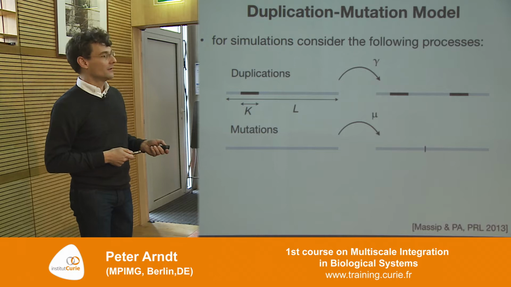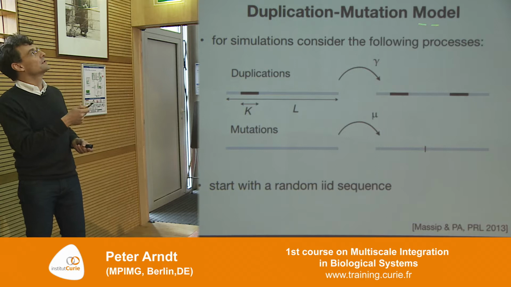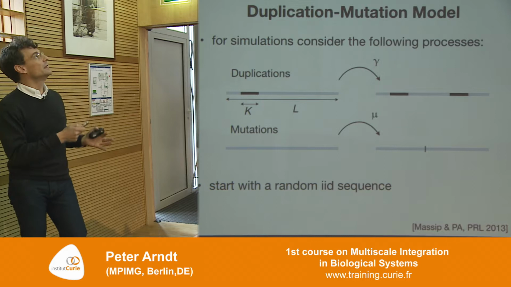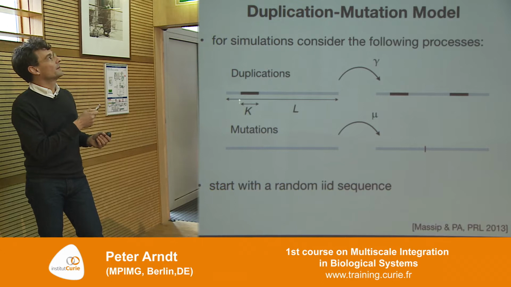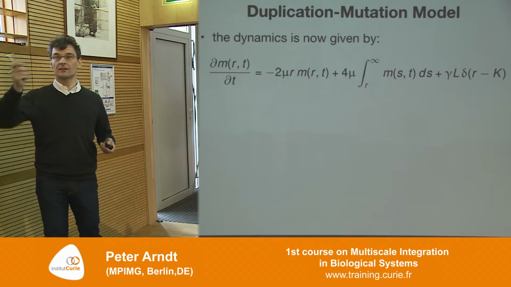And okay, you can do some more analysis. The model is now a duplication mutation model. The only two ingredients are duplication, so you duplicate a piece of length k in a genome of length l, and out of one copy you make two, and you have mutations. You can start with a random IID sequence and let it evolve for a long time. Then you would reach a stationary state where you have this minus three distribution.